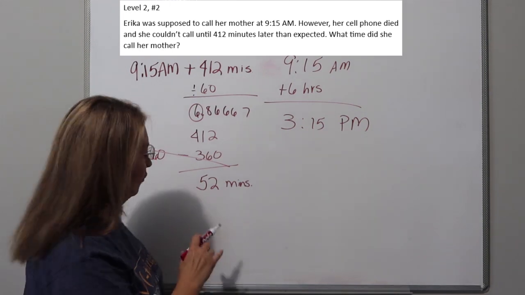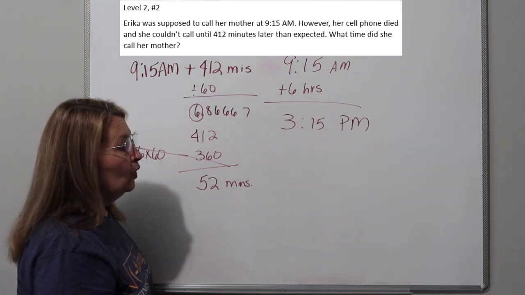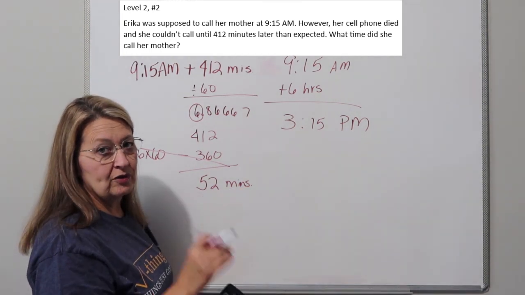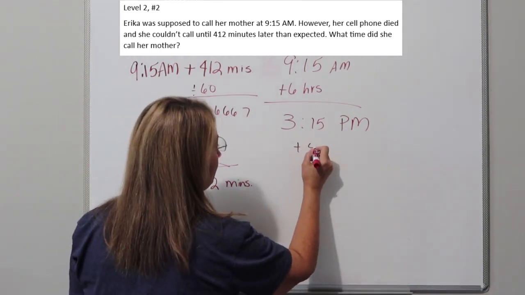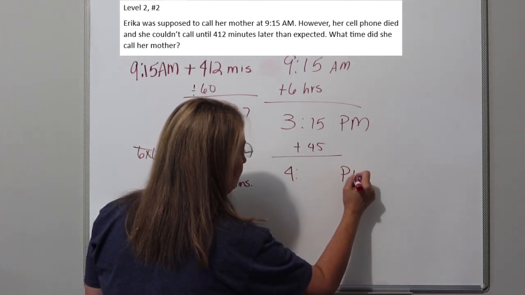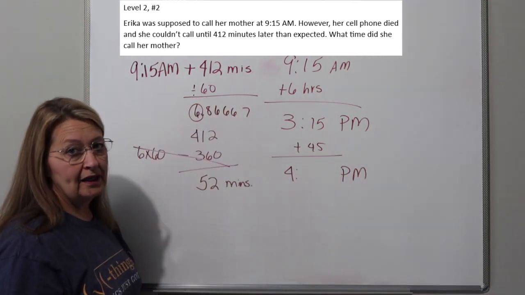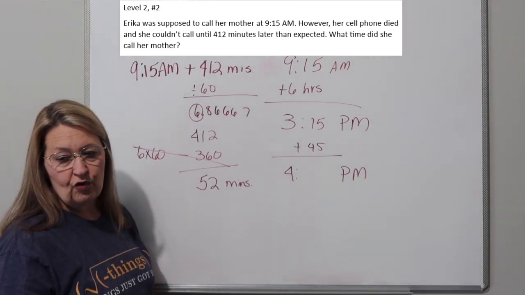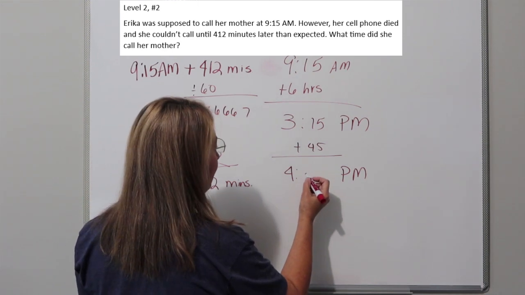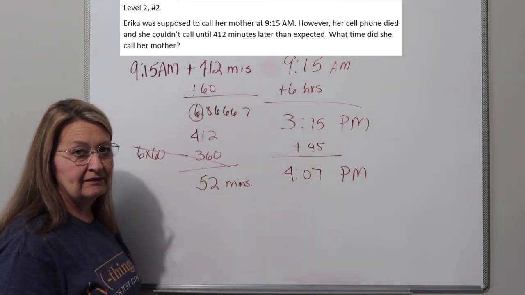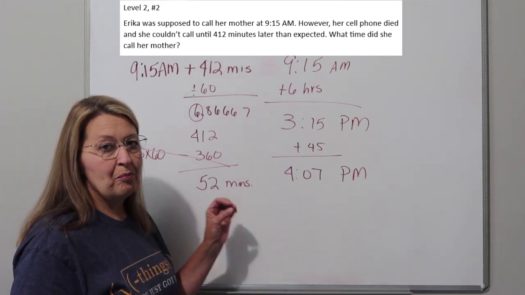Now let's account for the 52 minutes. Well, in 45 minutes, it's going to roll over to a new hour. So let's do the 45 first. Plus the 45 minutes gets us to 4 p.m. Now how many minutes do we have left over? 52 minus 45 gives us 7 minutes left. So 4:07. Okay? And like I said, that's not the real mathematical way.